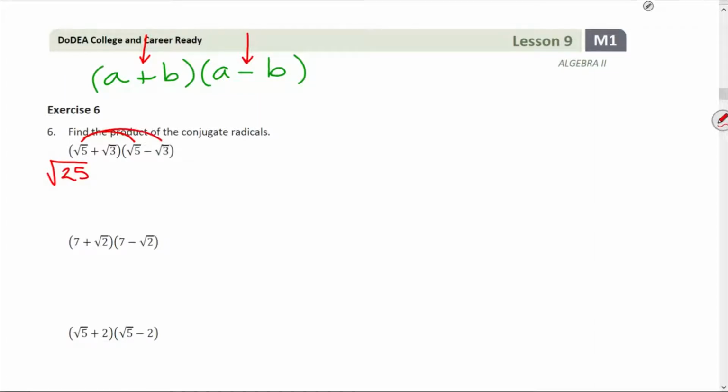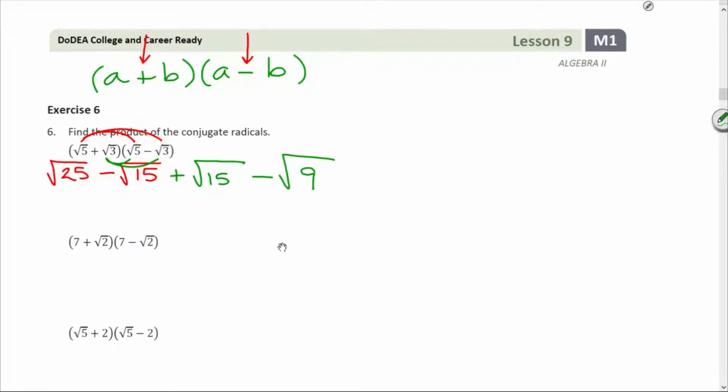Root 5 times negative root 3 is a negative root 5 times 3, which is root 15. You can multiply numbers inside radicals together, multiply numbers outside of radicals together, but you don't really mix them without doing a simplification process. The other two, root 3 times root 5 is a positive root 15. And then root 3 times negative root 3, a positive times a negative is a negative root 3 times 3, which is root 9.